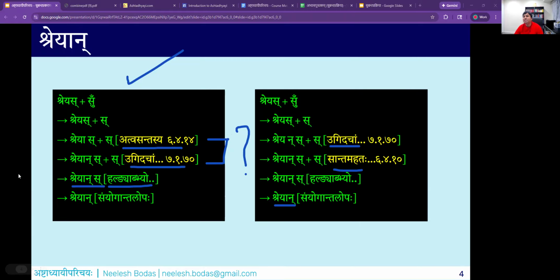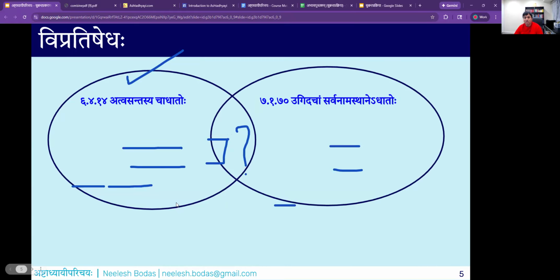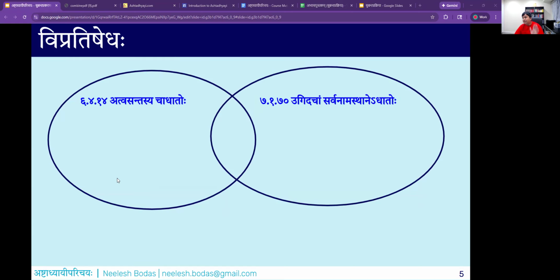The first thing to understand is that there is a Vipratishedha between the two. What is Vipratishedha? We have seen it multiple times, but let me repeat it once again. Vipratishedha means every sutram must have a separate place to act where the other sutram cannot interfere. And then there is a third place where the other sutram can interfere, so it's an overlap. So you need a separate example of Atvasantasya Chadhatoho where Ugidacham cannot even come in.